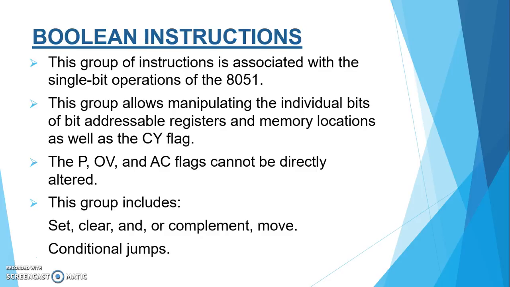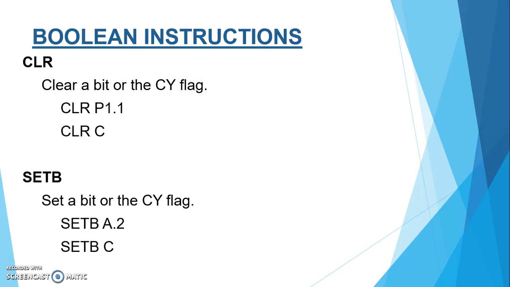So let us see what type of operations you can do in this Boolean instruction set of 8051. You can set a single bit, you can clear a single bit, you can complement a single bit, and you can go for conditional jumping on some condition. So let us see the instructions one by one.